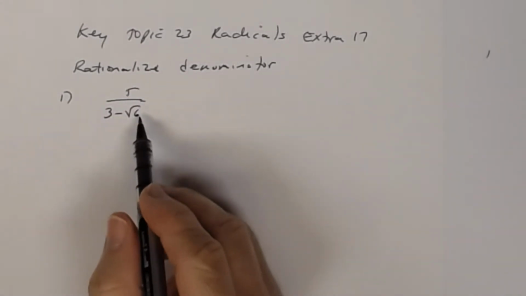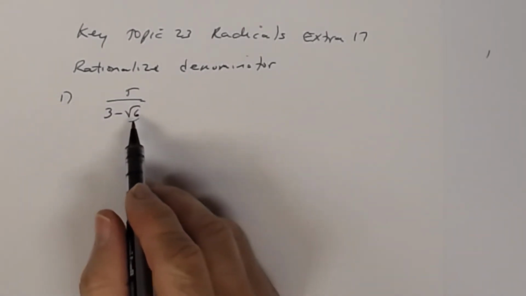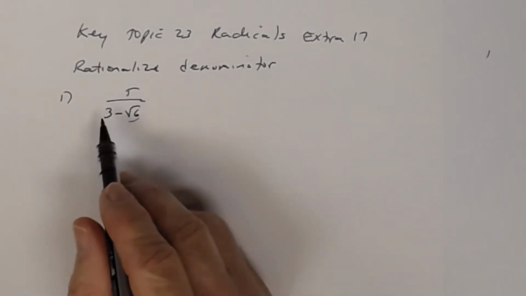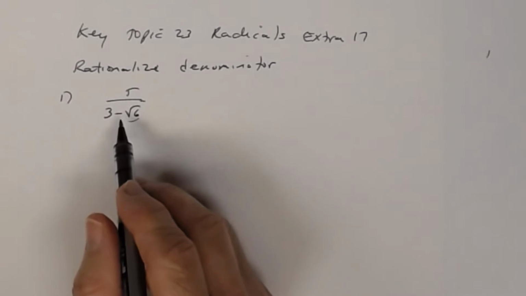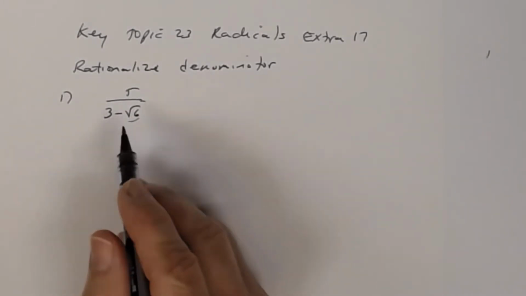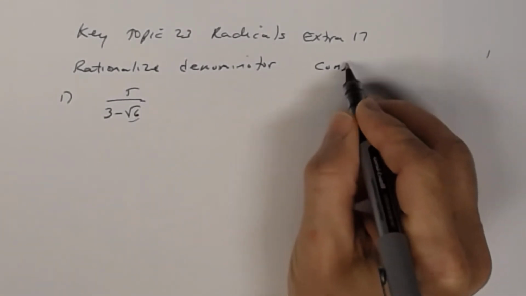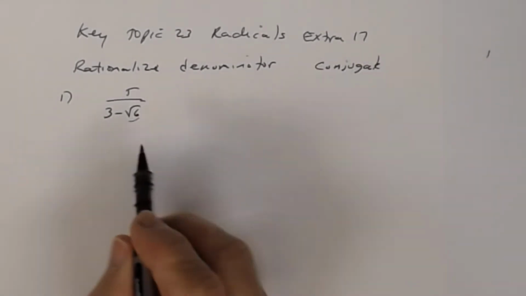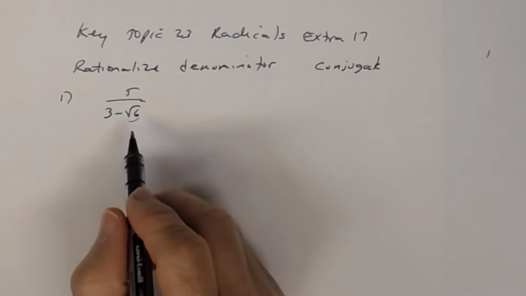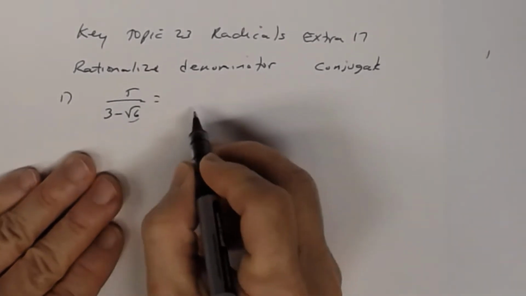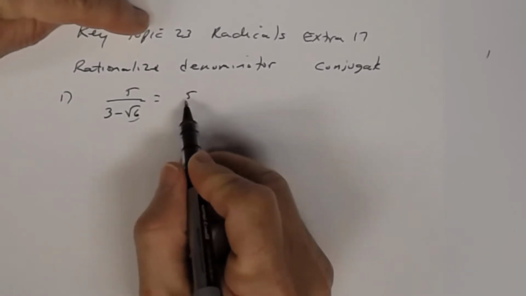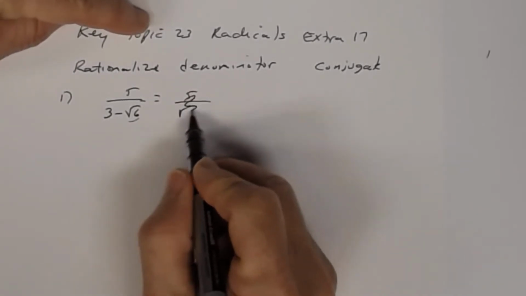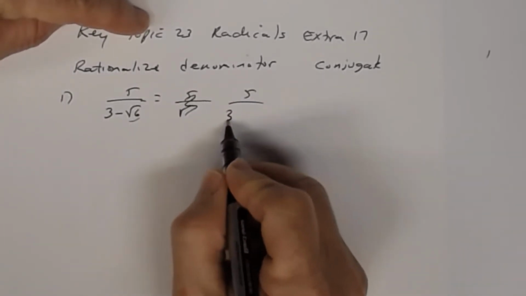To get rid of that square root in the denominator, to make this denominator a rational number, because right now it is irrational, since we have two terms, remember, you're going to use the conjugate. The conjugate of 3 minus the square root of 6 is 3 plus the square root of 6. I'm going to rewrite this over: 5 divided by 3 minus the square root of 6.